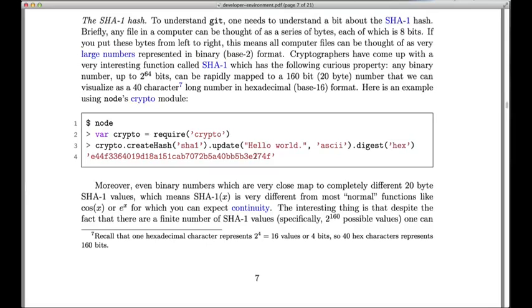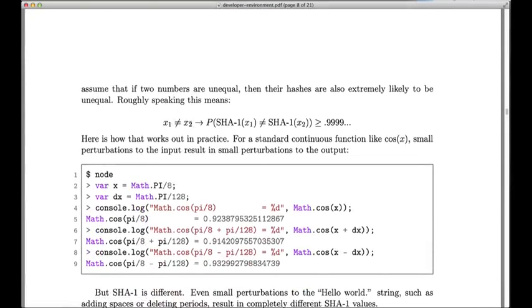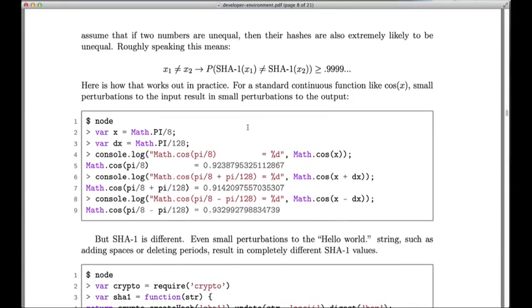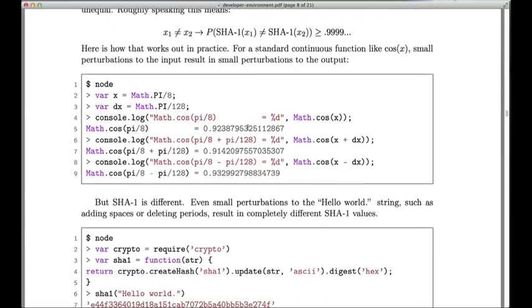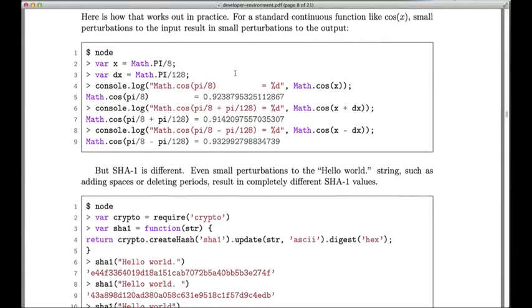The important thing about SHA is that it behaves very differently from most normal functions like cosine or exponential, for which you can expect continuity. To understand this, essentially, if you've got two numbers that are unequal over here, it's very likely that their SHAs are not equal. So inequality of two numbers means it's very likely that their SHAs are also not equal. And it's also got another property, which is that perturbations to the input produce output changes that behave very differently for SHA than they do for a normal function.